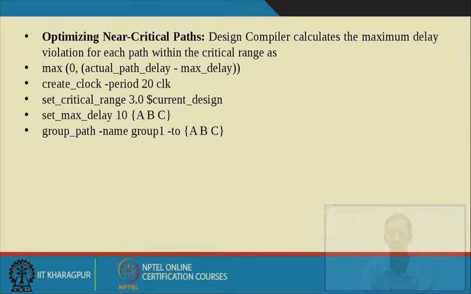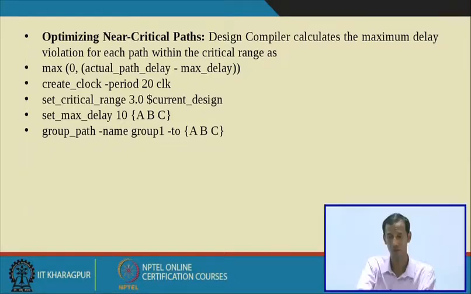Optimizing near critical paths means Design Compiler calculates the maximum delay violation for each path within the critical range, something like this. We have already seen this example earlier. If the clock period is 20 and I say the maximum delay is 10 for these 3 inputs A, B, C, and the critical range is 3, then it will show the violators as it is getting only that maximum delay.